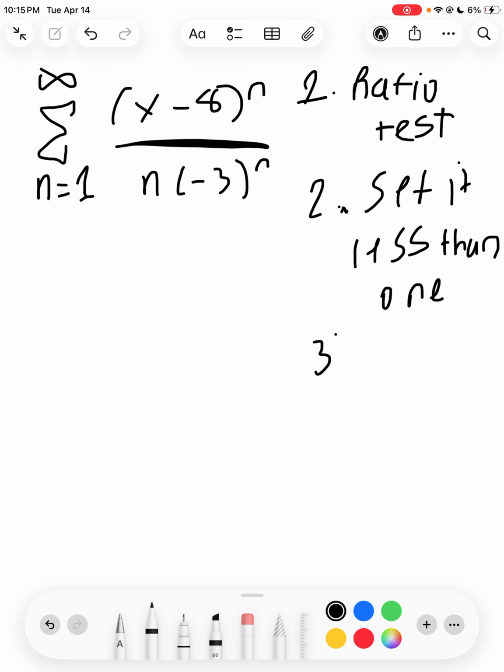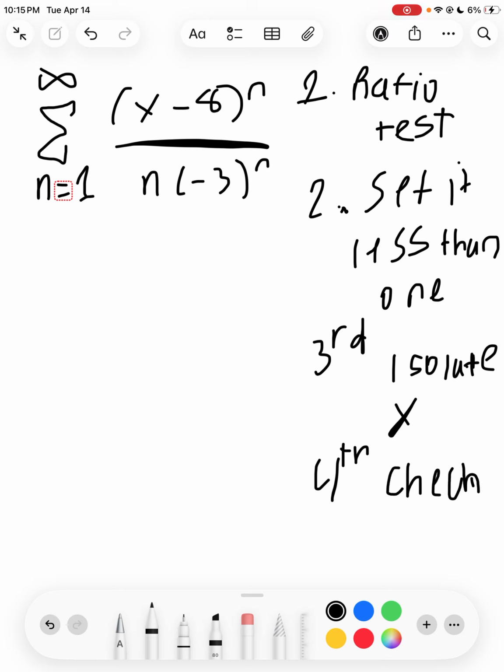Third step, isolate x. Fourth step, check endpoints by plugging them in. So let's just do it.